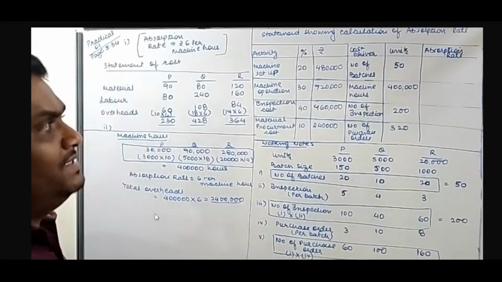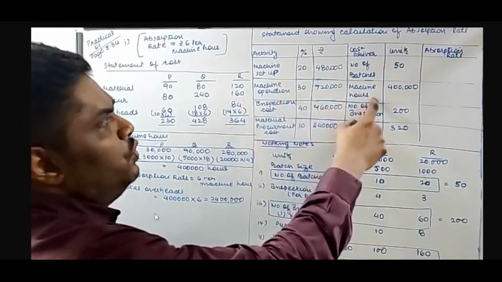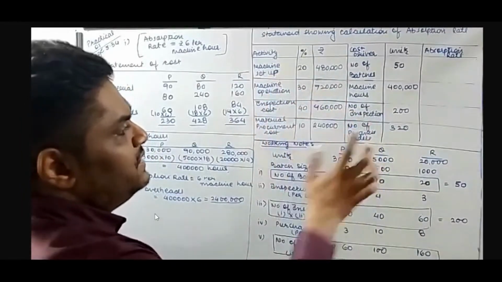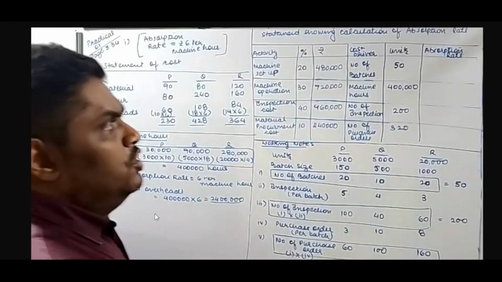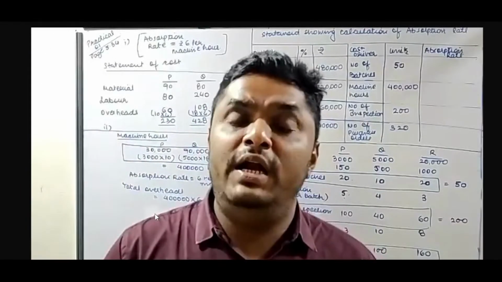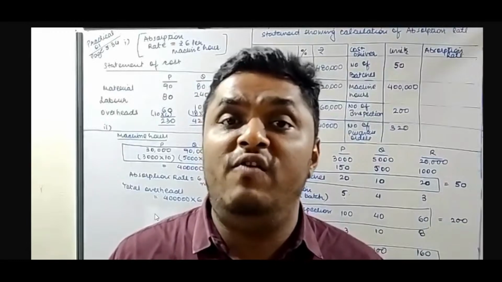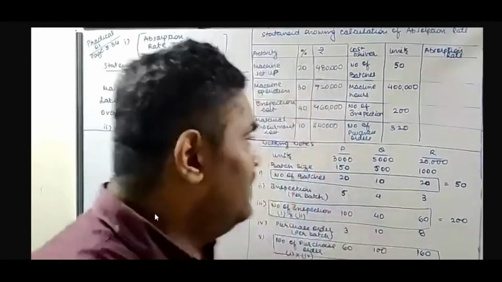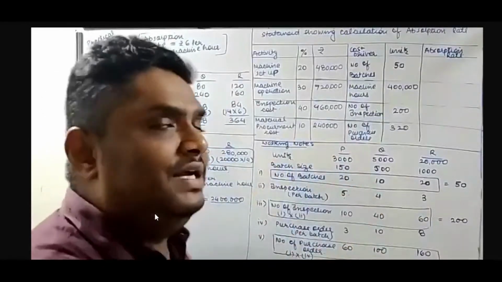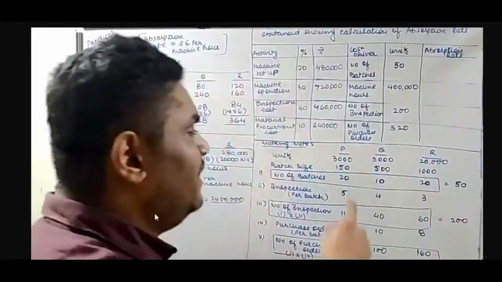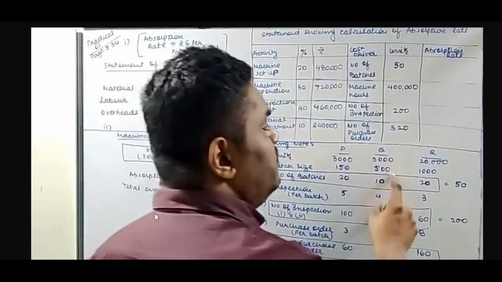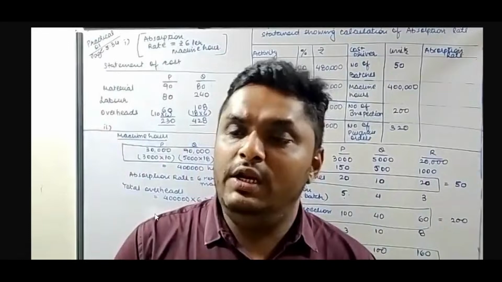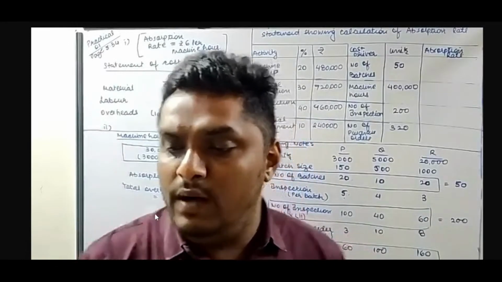I repeat again, guys. Machine setup has nothing to do with machine arts. Machine setup has nothing to do with number of inspection. Machine setup has nothing to do with number of purchase order. So machine setup is more or less dependent upon the number of production run or number of batches. But herein the number of batches are also not given. But the question has given the batch size. That is, in every batch, we will be manufacturing 150 units of P, 500 units of Q, and 1000 units of R. So we have the total units, so we can easily calculate the number of batches.